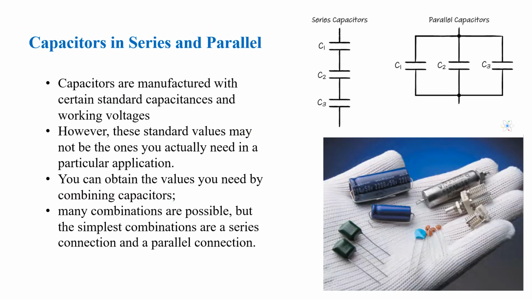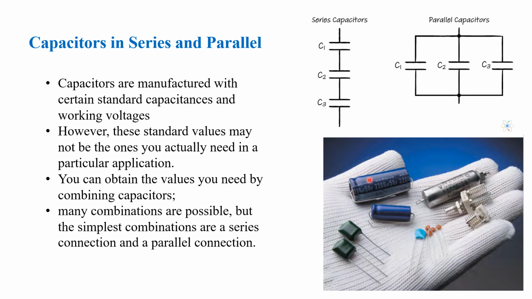Capacitors are manufactured with certain standard capacitances and working voltages. Say, for example, if you're going to buy capacitors in electronic shops, you'll see that there are just specific capacitances and working voltages for your capacitors, like these capacitors here. Common capacitances are 330 microfarads, or 110 microfarads.